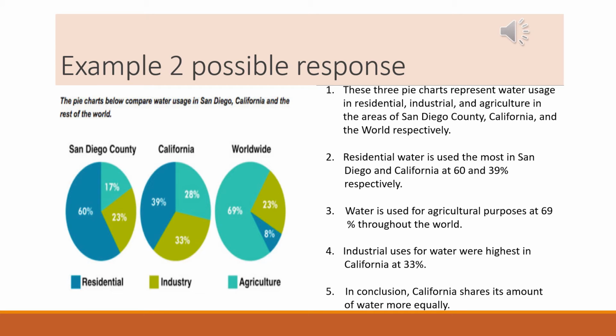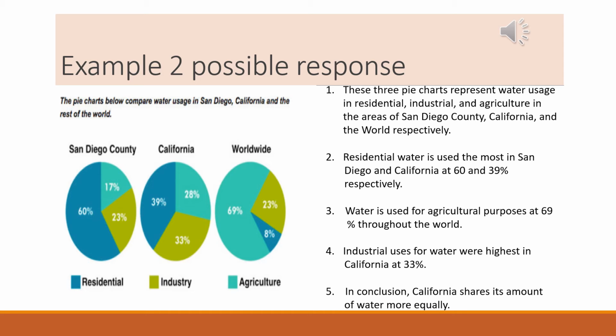Notice with 3 pie charts or anything with numbers of 2 or 3, you can use the word respectively to keep things in order. Okay, here we go. These 3 pie charts represent water usage in residential, industrial, and agricultural areas of San Diego County, California, and the world respectively. Residential water is used the most in San Diego and California at 60 and 39% respectively.